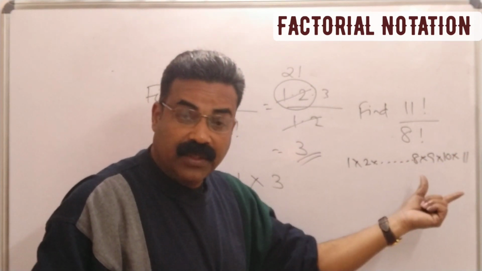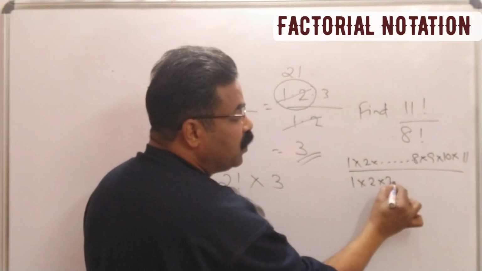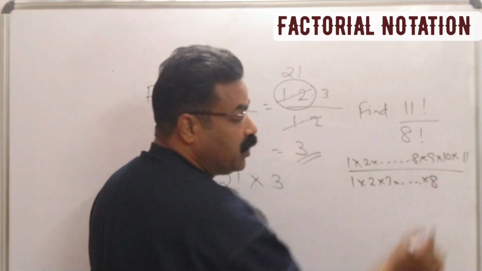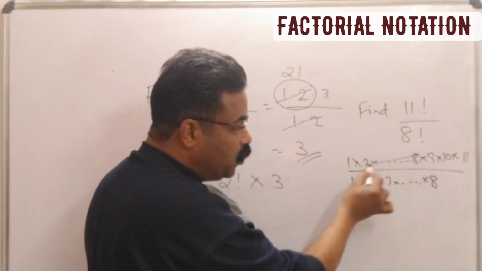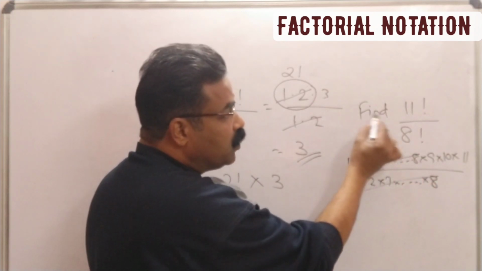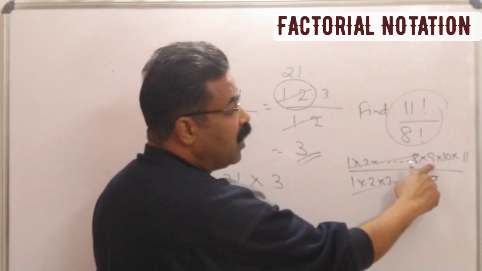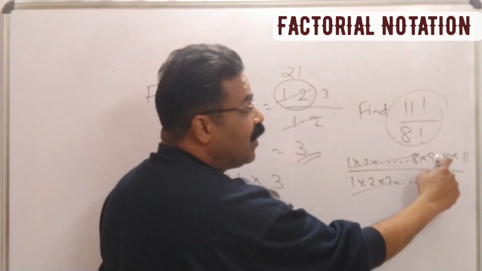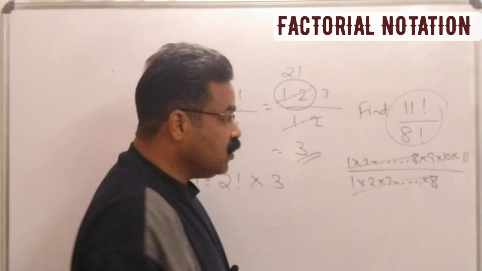This is 11 factorial divided by, what is 8 factorial? 1 into 2 into 3 into up to 8. So now you see, you can cut this 1 up to 8 and 1 up to 8. So this value will come 9 into 10 into 11. What is 9 into 10 into 11? 9 into 10, 90. 90 into 11, 990 will be the answer.